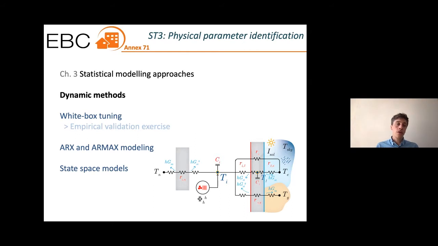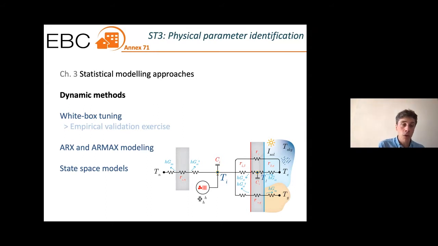Dynamic methods. There we have three methods that we can distinguish, which are all dynamic. First you have the white box tunings, essentially using a simulation model and tuning the parameters so you get a fit to the measured data. In Subtask 3, we don't dive deeper into that. It's the working group of Paul Strachan and Matthias Kersken that look at the validation exercise.